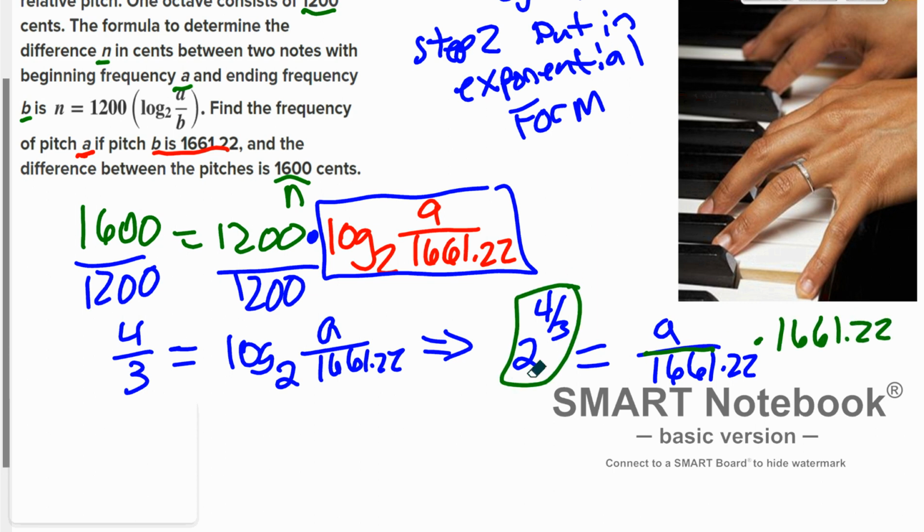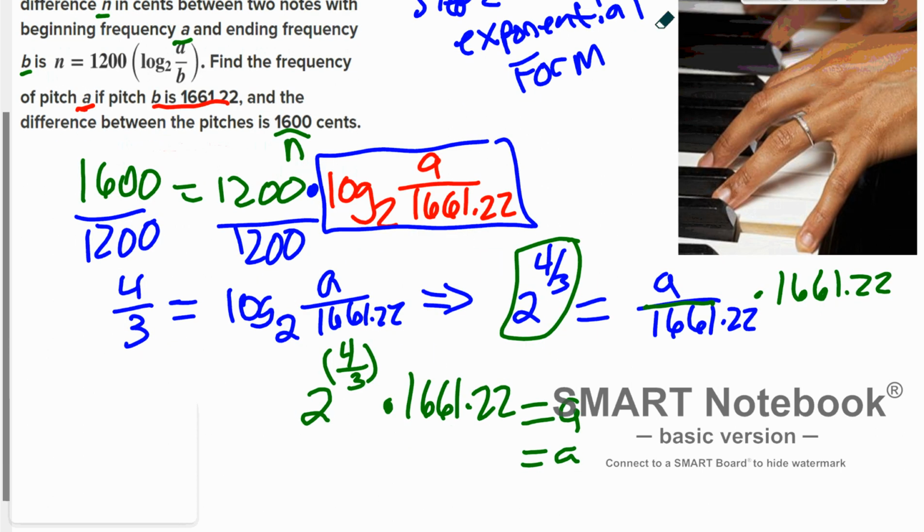And I can type this in my calculator. I just hit 2 and then alpha link, which gives me the fraction bar. I put 4/3, make sure I close off any parentheses that I have, and I can hit times 1661.22, and there's my A. So A is equal to 4186.0121. So that is the pitch of the first octave, or whatever I was talking about there.